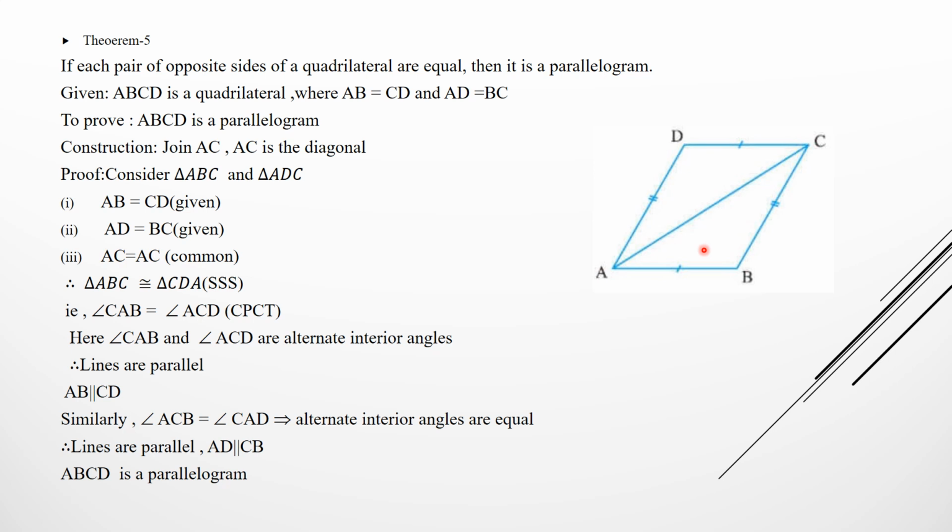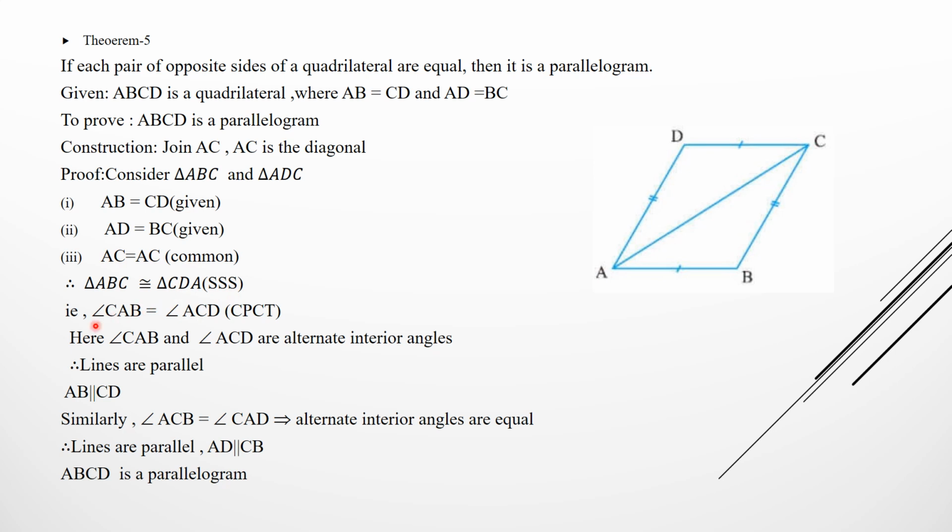Consider the two triangles ABC and ADC. We know AB equal to CD because we are given the condition opposite sides are equal. Also, AD is equal to BC. Again, the second condition is also given. We have AC is equal to AC, which is a common side for both the triangles. So, the third condition is AC equal to AC, common side. Therefore, using the above three conditions, we can write triangle ABC is congruent to triangle CDA using SSS congruence.